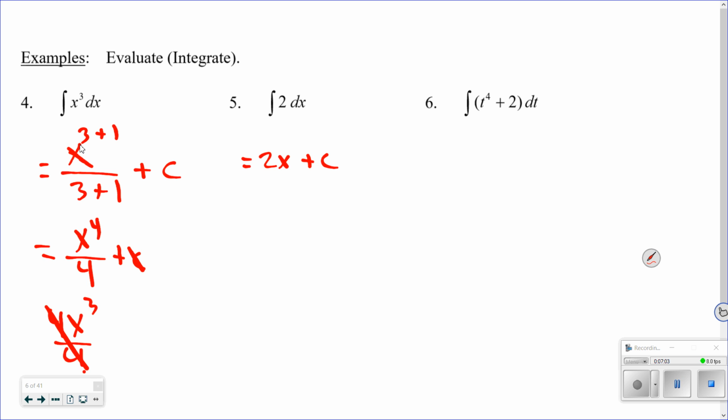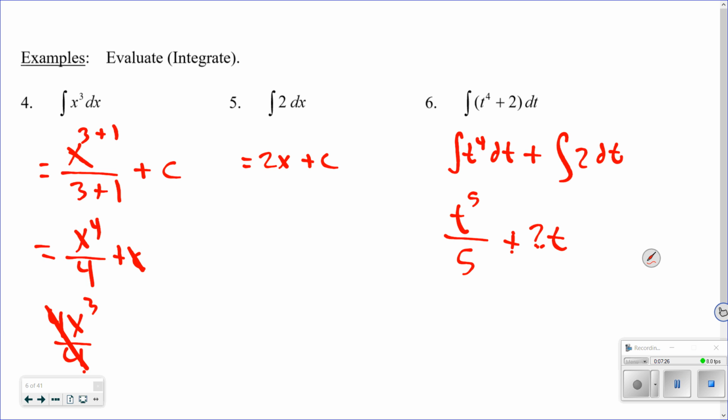All right, so number 6, I can separate those: the integral of t to the 4th dt plus the integral of 2 dt. That's using that last rule that we talked about. I can integrate each one, so for t to the 4th, I add 1 to the power and divide by that new power. Integrate the 2, it's 2t, and then the plus c.